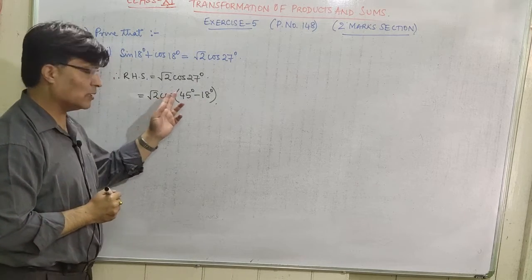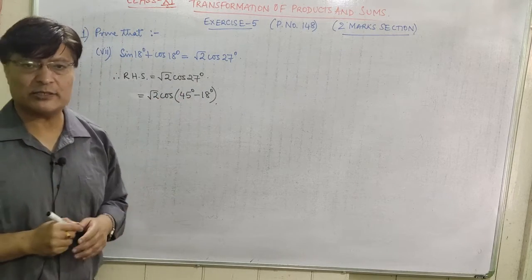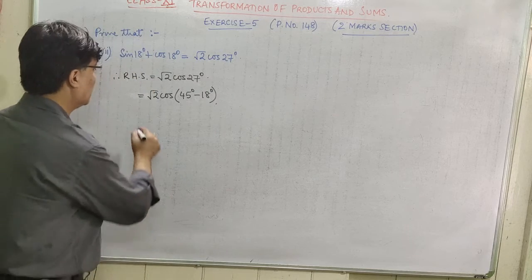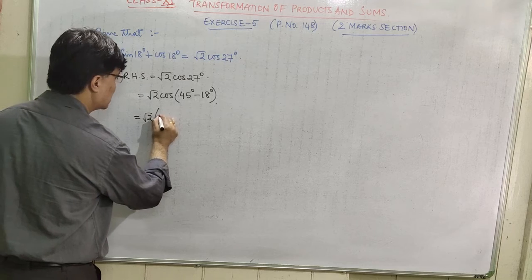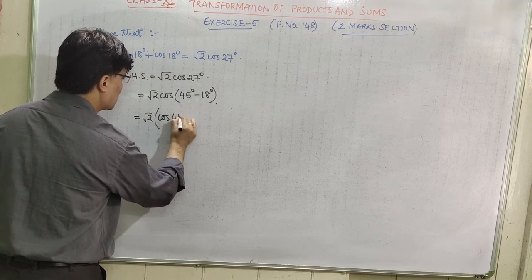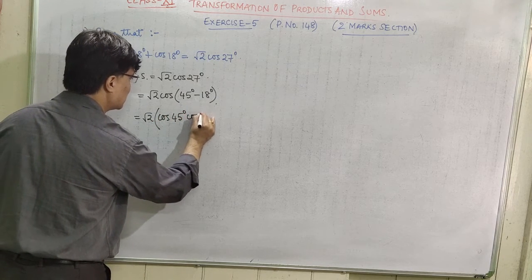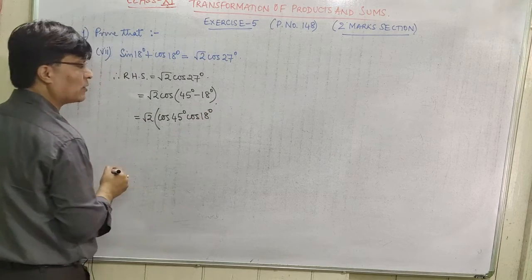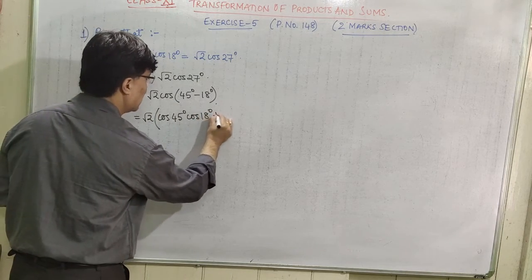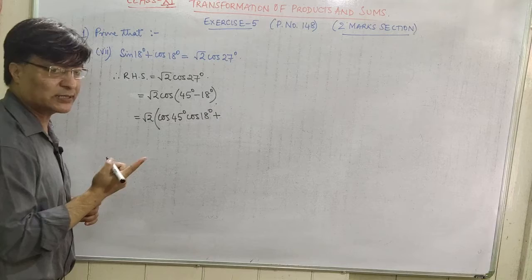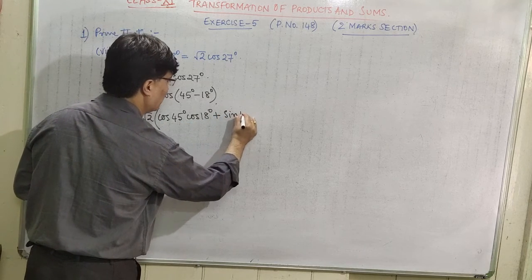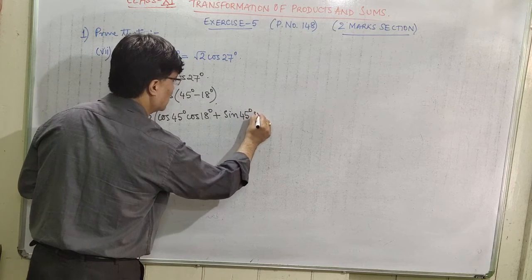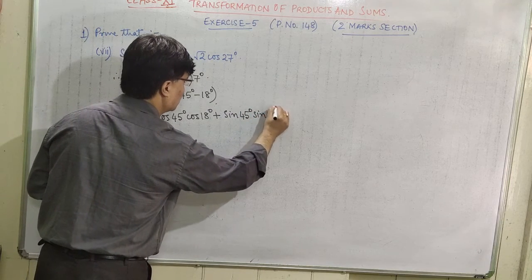So now you can use the formula from compound angle, that is cos of A minus B. So which is equal to root over 2 within bracket. What is cos of A minus B in this case? That is cos A cos B, you know that. This is cos A cos B plus. If there is minus, there should be plus in the formula. Plus sin A sin B. That is sin 45 degree, sin 18 degree.